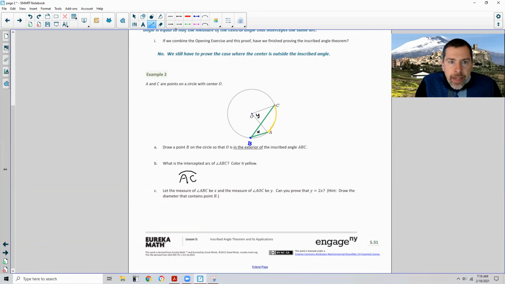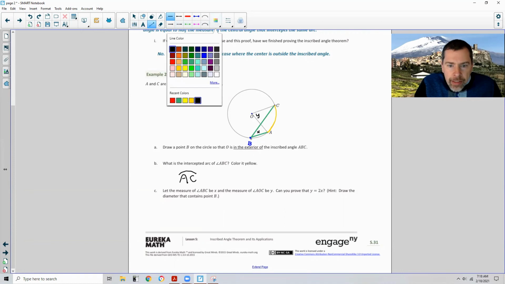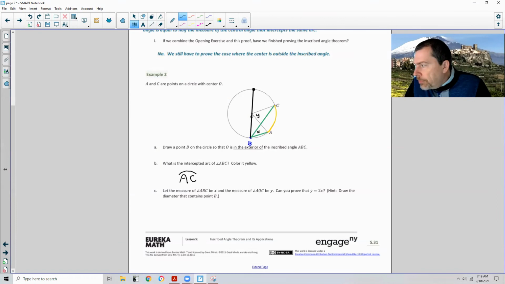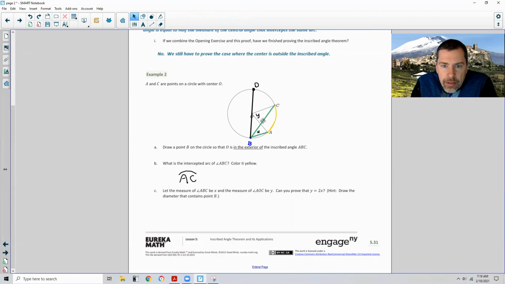So now we're going to draw a diameter, and I'll use black. I'll draw a diameter that contains B. So I have to go through O, and it would hit the circle over here on this side. Let's name that D. So here is diameter BD going through O, obviously. If it is a diameter, it has to. And we're going to let x sub 1, y sub 1, and x sub 2, y sub 2 be the measures of angles. So now let me get rid of these x's and y's and move these off to the side.